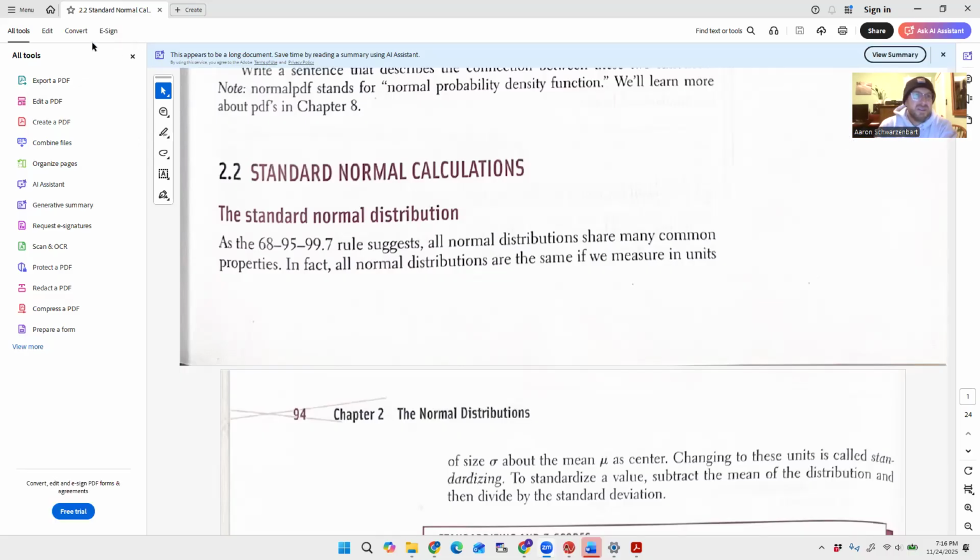Okay, so we've learned the 68, 95, 99.7 rule, and we know that if our data is normal, it must approximately follow this, where we have a mean here, we have mean minus 1s, mean minus 2s, and mean minus 3s, mean plus s, mean plus 2s, s being standard deviation, and finally mean plus 3s.